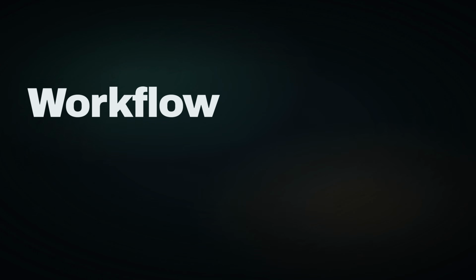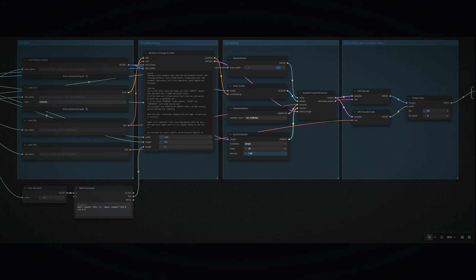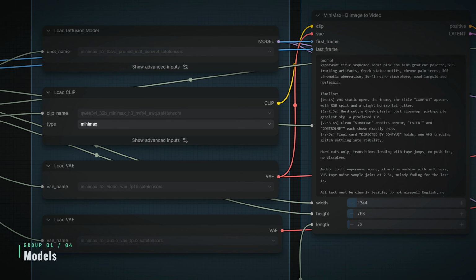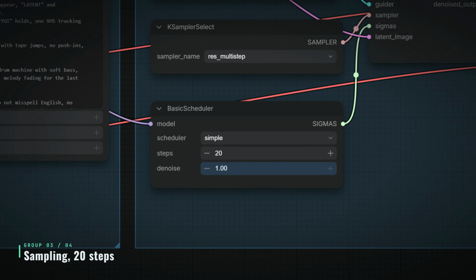Before I wrap up, here's how both of these are set up. Everything ran in ComfyUI, and both workflows are linked in the description. The MiniMax default workflow is quite simple. The main work is within the subgraph, where you can see that the default is set to 20 steps.